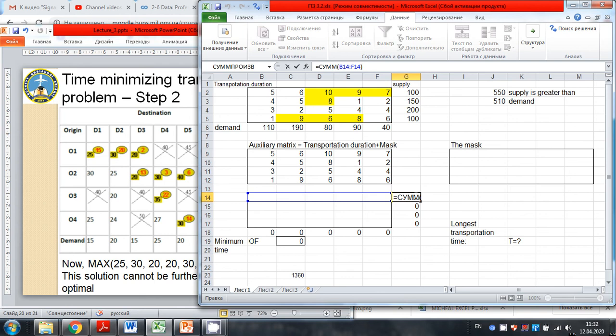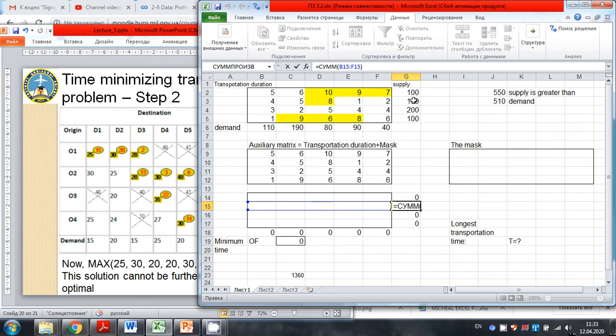The second formula is just the sum of the elements in the second row, and as a constraint it will be less or equal than this particular supply at the second origin. So we repeat these formulas at these cells.